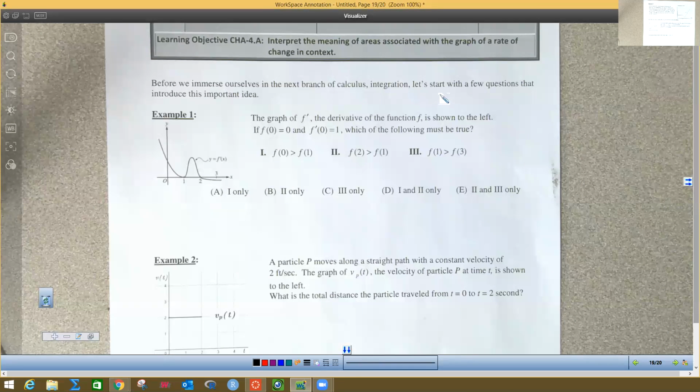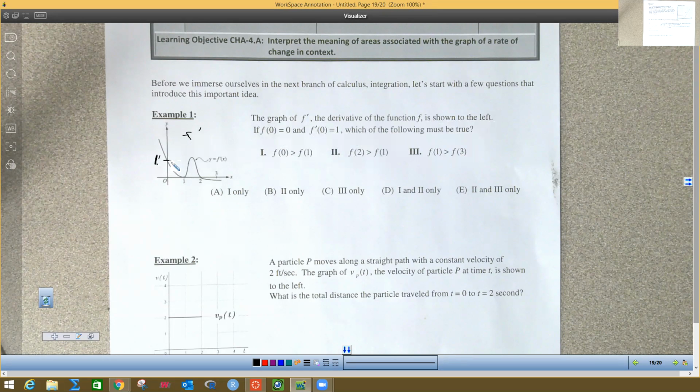We're going to look at some stuff that we talked about before, and this says here's the graph of f prime. So this graph is the derivative, and the function is shown to the left. f of 0 is 0, f prime of 0 is 1. So in other words, right here, that value is 1. We want to know which of these things are true.